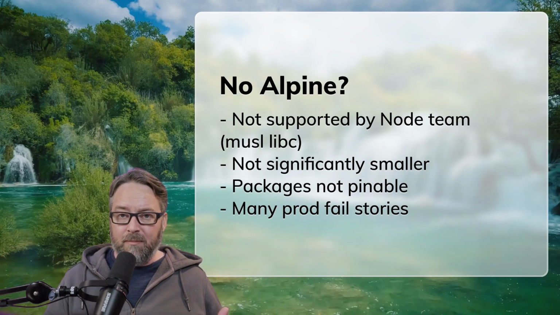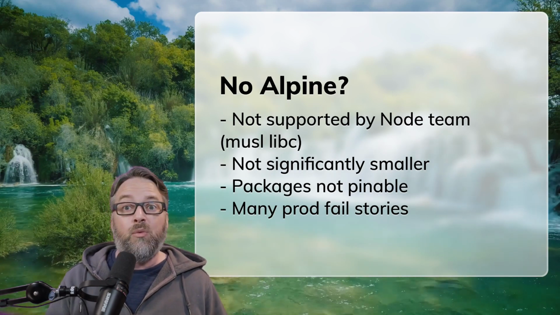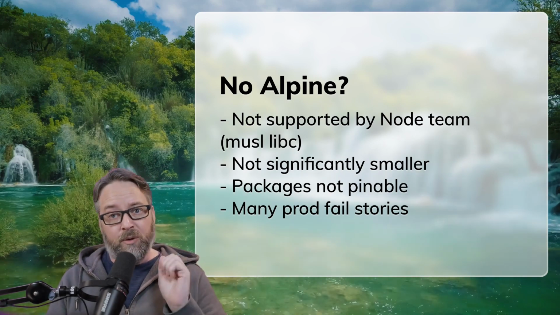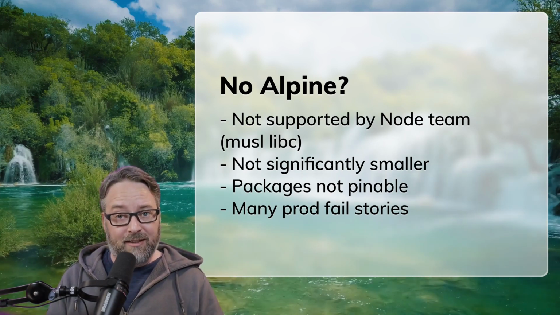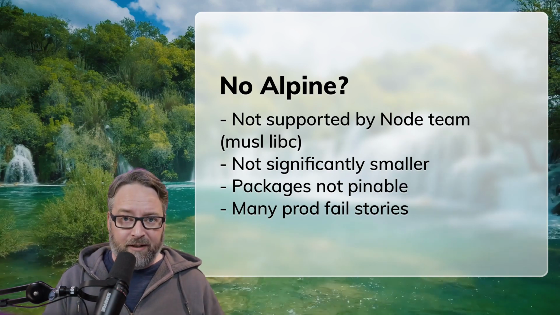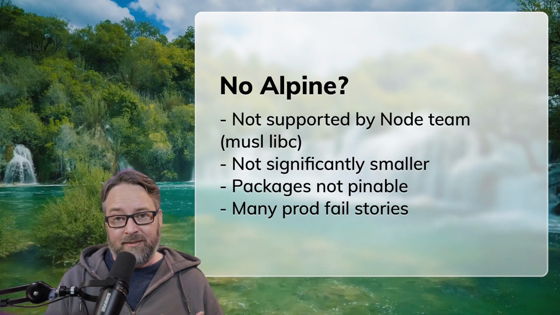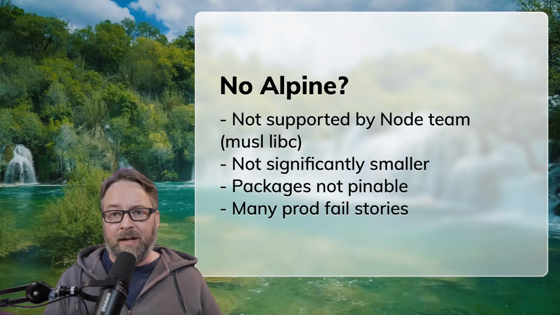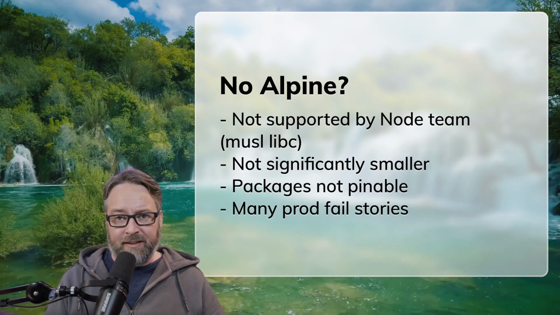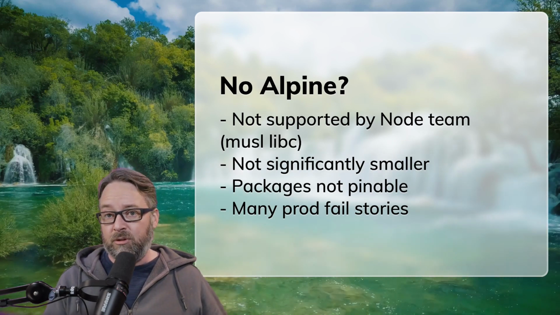So you may end up with broken images, or well, you will eventually end up with broken images if you pin versions there, and you should always be pinning versions on your app dependencies for the OS. Lastly, there are many prod fail stories. I have had multiple ones myself of issues in prod that were Alpine specific on Node that I couldn't fix unless I just switched to Debian or Ubuntu or CentOS.